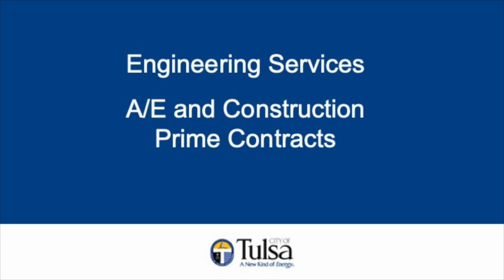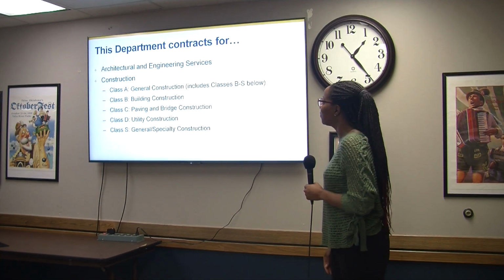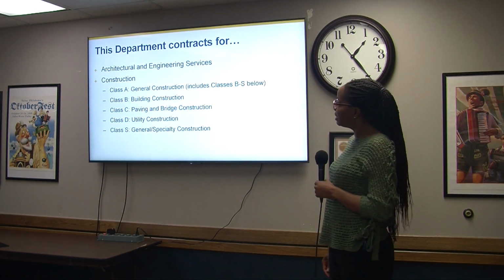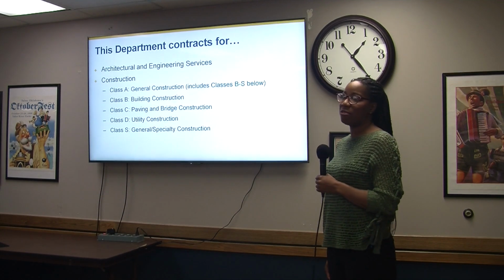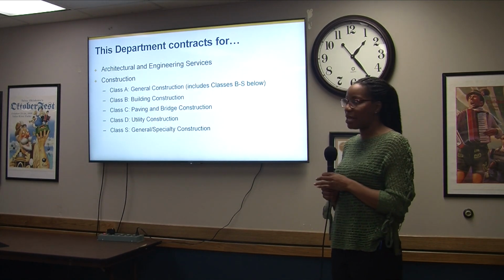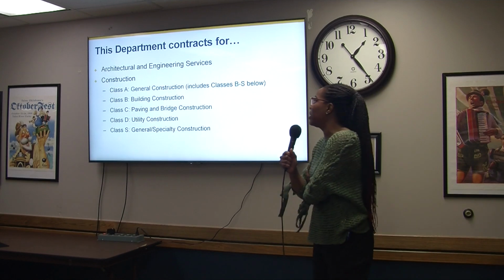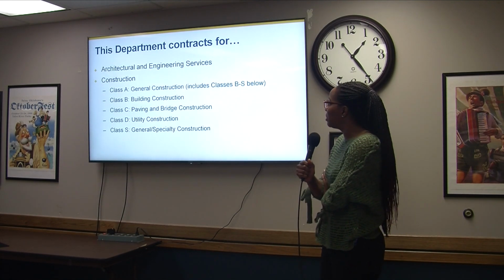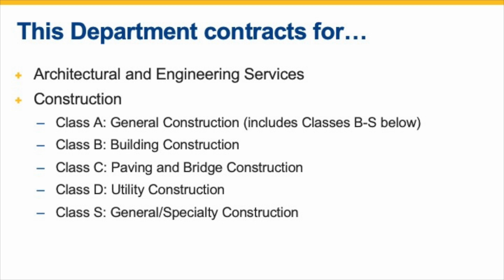We're going to talk about engineering services, architect, and engineering and construction prime contracts. Okay, so what we have here lists the classifications of the pre-qualifications we ask our architectural and engineering contractors to possess. In construction, as you see, we have class A, B, C, D, E, and S.